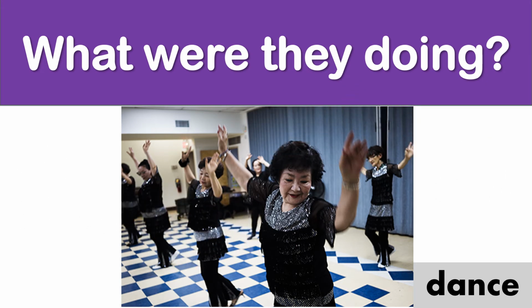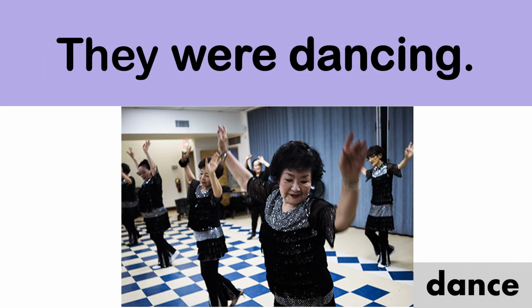Did you say they were dancing? If you did, good job. Say it after me. They were dancing. So with they, we're going to use the were, and we need ing on the verb.